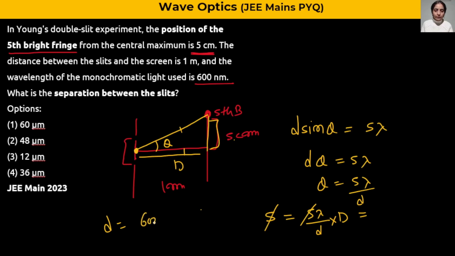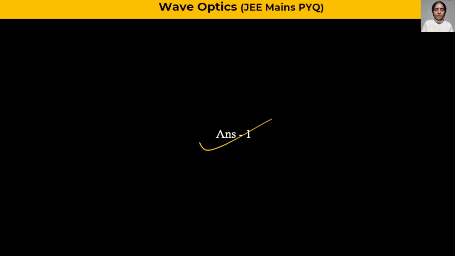Lambda तुम्हारा क्या है? 600 into 10 to the power minus 9 into D is 1 meter. So this is going to be how much? 60 into 10 to the power minus 6. Am I right? Yeah, this will become how much? 10 to the power minus 7. Yeah, this is this. So this will be 60 micrometer, will be the correct answer. Done. So yeah, let us check. Yeah, this is the correct answer.